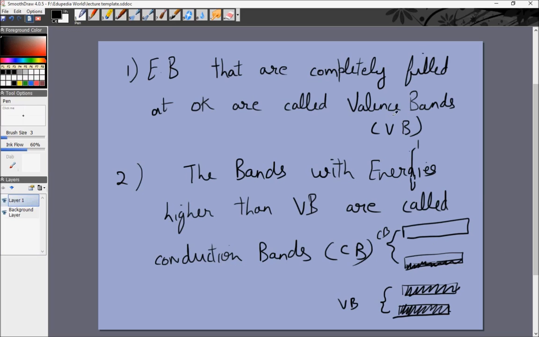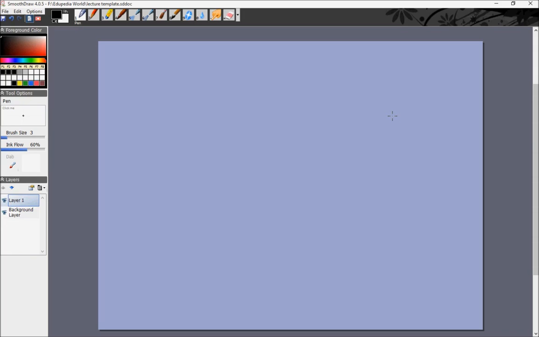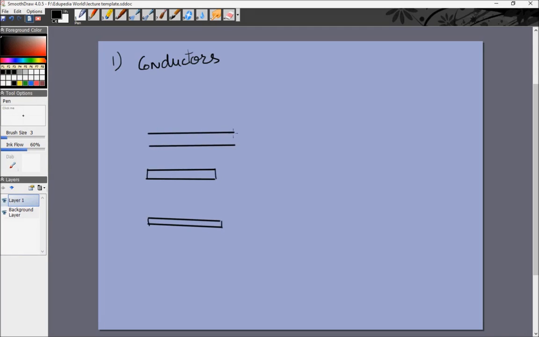Now let's try to distinguish the types of materials, semiconductors, conductors and insulators, based on the band structure they have. So let's look at conductors first. There are two possible band configurations which a conductor could have. The first one is the one which we just saw right now. I'll try to draw the figures a little bit clearer now. The width doesn't matter.